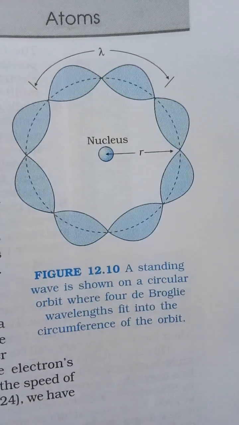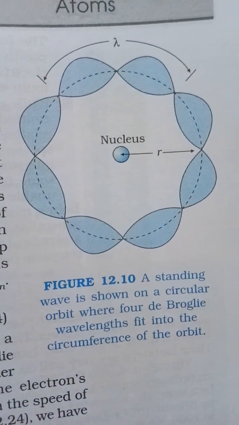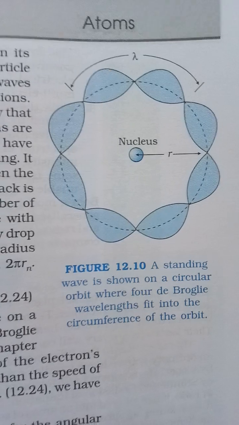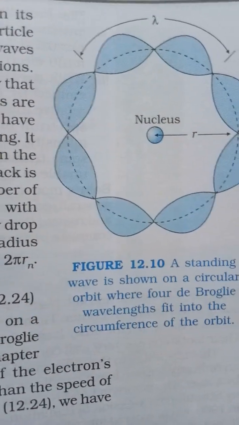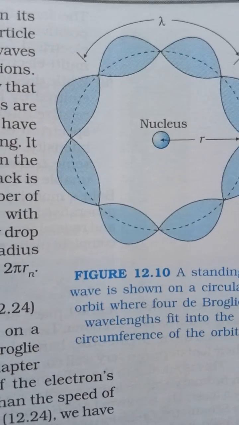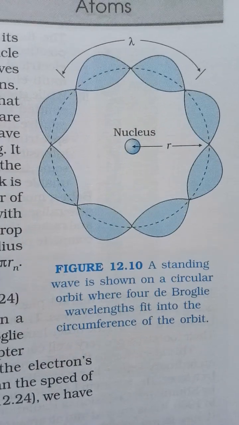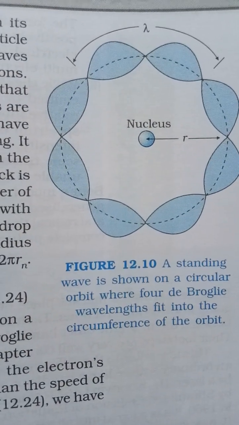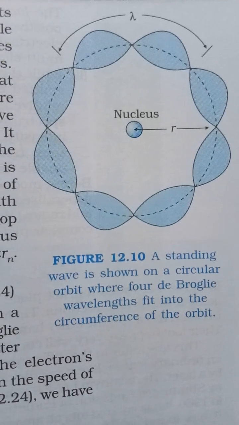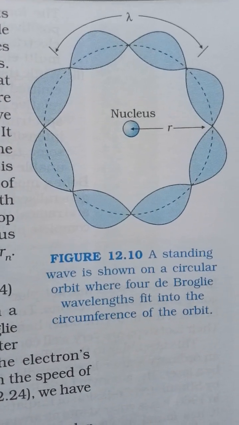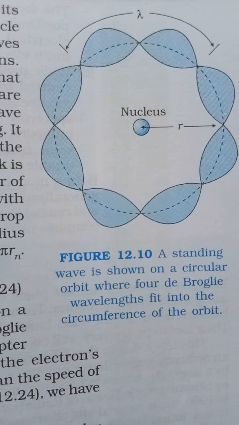Figure 12.10 illustrates a standing particle wave on a circular orbit for n is equal to 4, that is, 2 pi Rn is equal to 4 lambda, where lambda is the de Broglie wavelength of the electron moving in nth orbit. From chapter 11 we have lambda is equal to h by p, where p is the magnitude of the electron's momentum. If the speed of the electron is much less than the speed of light, the momentum is mv, and thus lambda is equal to h by mv.